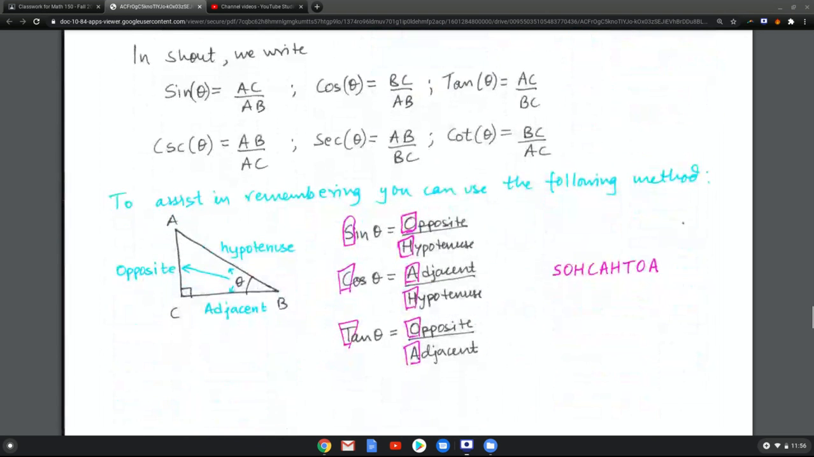To assist in remembering, you can use the following method. Now in the triangle, we already know that the longest side is called the hypotenuse. If you're working with this angle theta, and looking from theta, there's a side that is exactly opposite to it. We call that opposite. And the remaining side, right next to theta, is called adjacent. So you can say sine theta is opposite over hypotenuse, cosine is adjacent over hypotenuse, tangent is opposite over adjacent. And if you look at the first letters, you can form the acronym SOHCAHTOA. So sine, opposite hypotenuse, cosine, adjacent hypotenuse, tangent, opposite adjacent. So that's one way to remember this information.